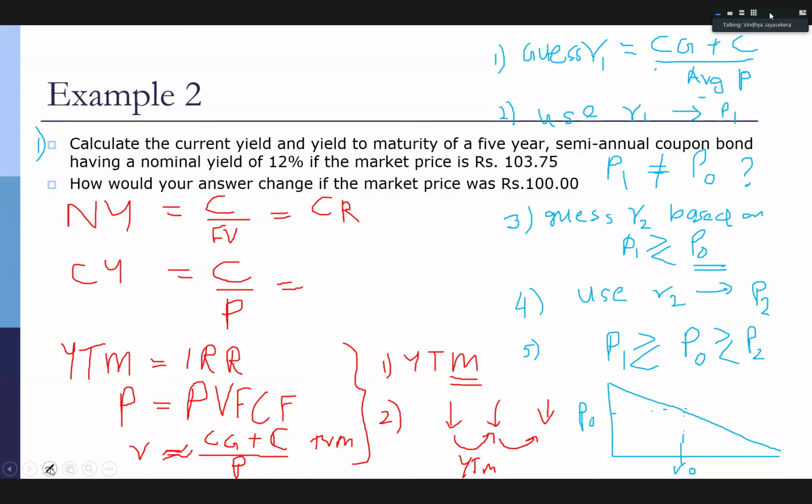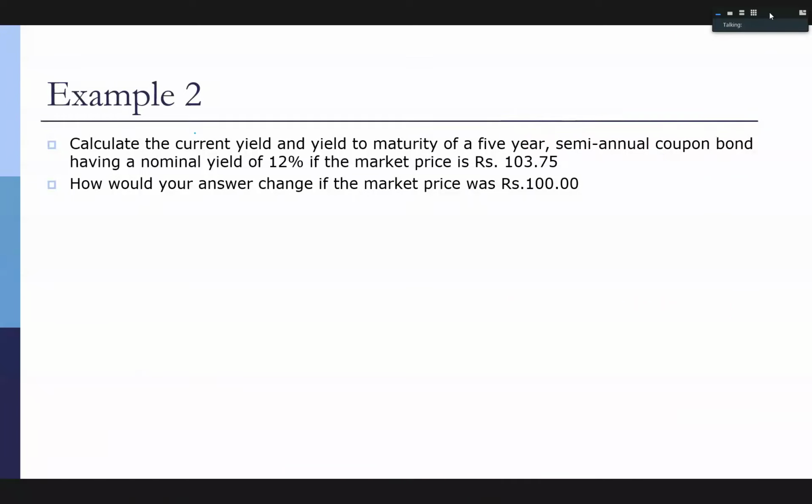Next set is yield to maturity. Here, coupon rate is not given, but there shouldn't be a problem. Why? Nominal yield is given, right? And remember, nominal yield is equal to your coupon rate. So therefore, you know that the coupon rate is 12%. So if coupon rate is 12%, we are obviously assuming face value is 100. We've said that multiple times.